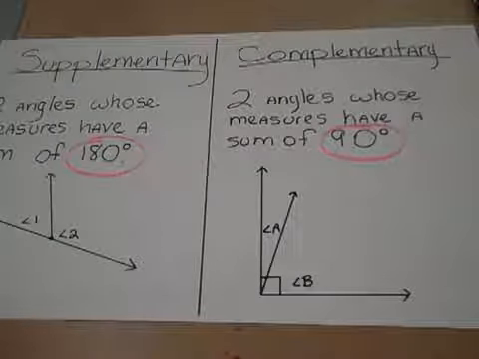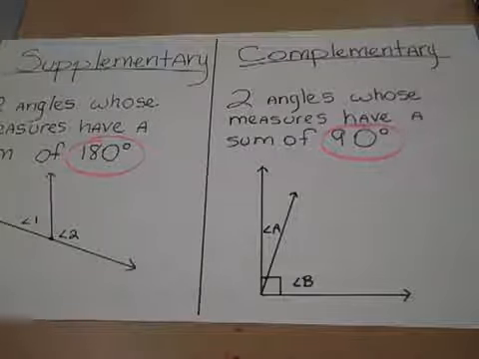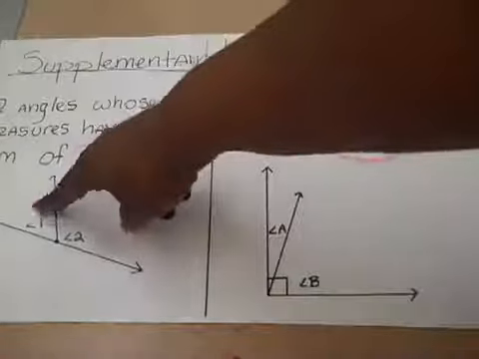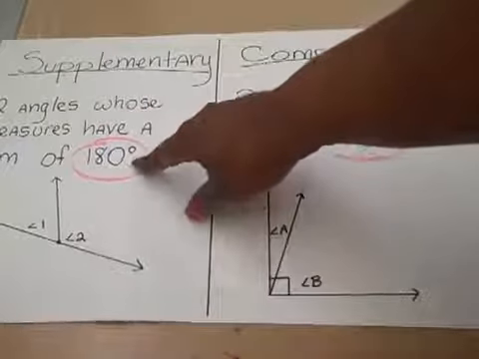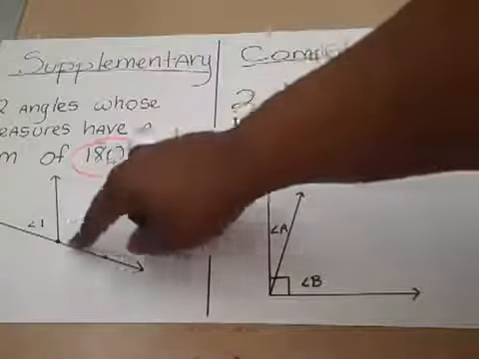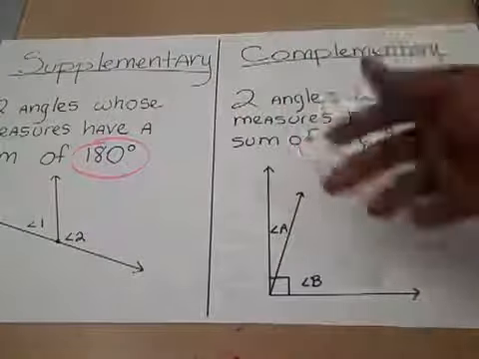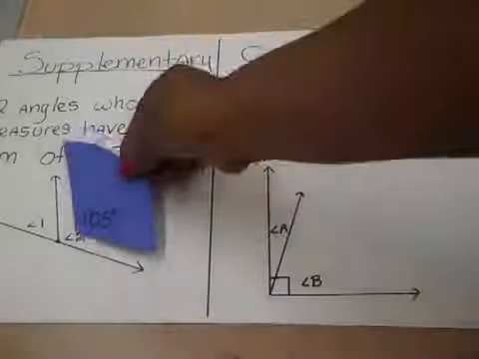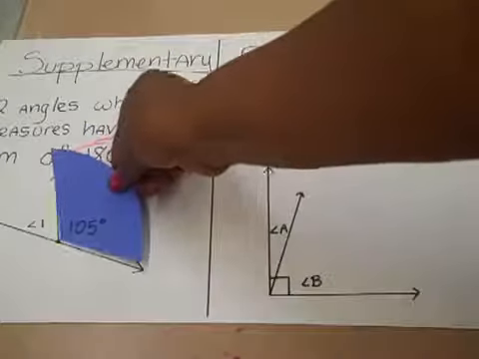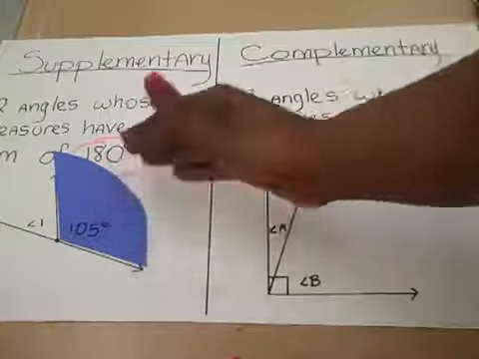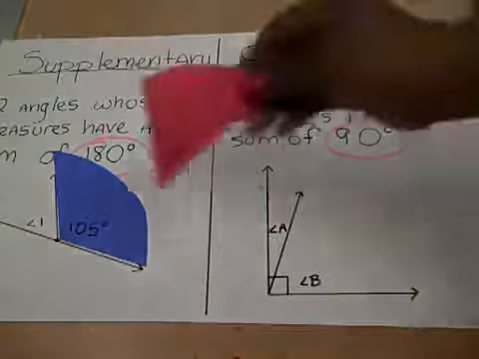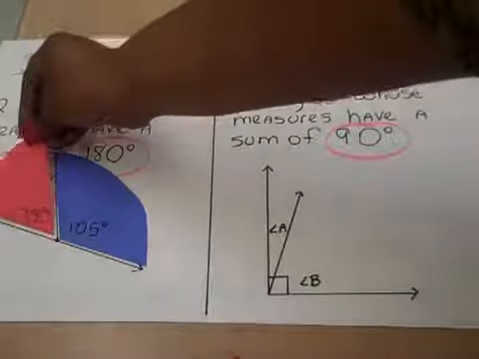Supplementary is when you have two angles whose measures total 180 degrees. So, for example, in this diagram, you'll see angle 1 and angle 2 would be supplementary because the two make a straight line, which is the same thing as 180 degrees. And if that's the case, let's say angle 2 was 105 degrees. Well, since the two make a straight line, which is 180 degrees, it's safe to say that angle 1 must be 75 degrees.